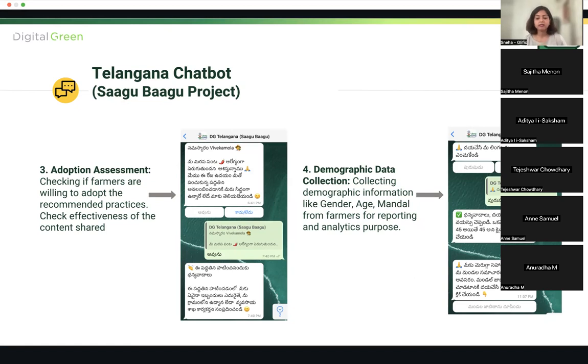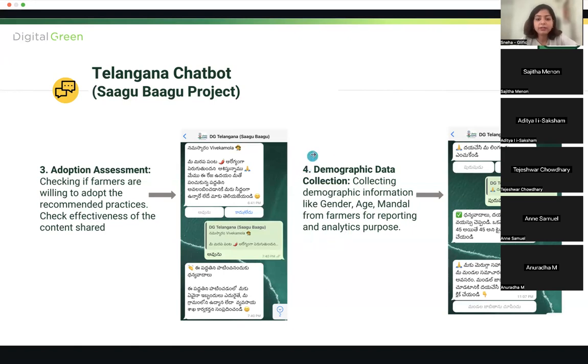And the last is that they would also collect a lot of demography data in terms of age, gender, mandal, just for reporting purposes, to understand where this farmer is located, so that they are also able to connect with them for their in-person trainings as well. So that is how this organization has been using WhatsApp.